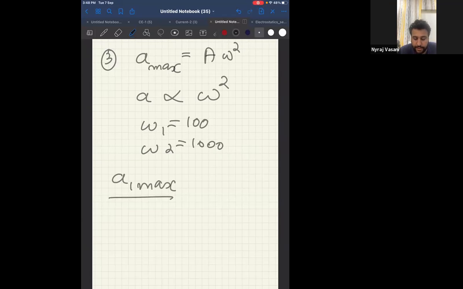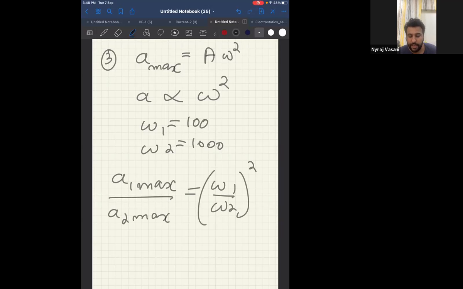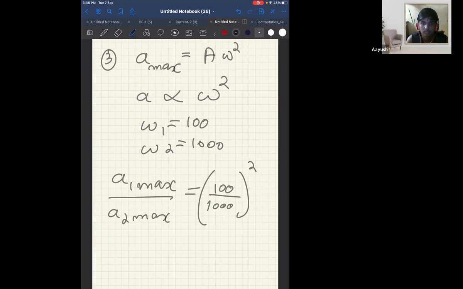Therefore, A1 max divided by A2 max is how much? Therefore, can I say A1 max by A2 max is omega 1 by omega 2, the whole square? Did you understand how? Because A is directly proportional to omega square. Therefore, A1 max will be directly proportional to omega 1 square and A2 max will be directly proportional to omega 2 square. Now, what is omega 1 and omega 2? Omega 1 is 100, omega 2 is 1000.